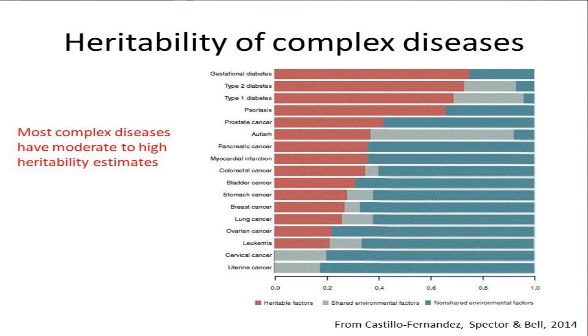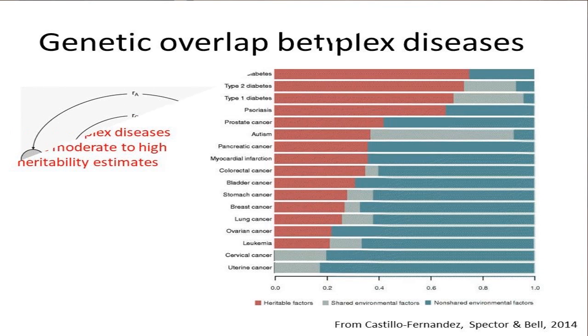So for complex diseases, there's a range of heritabilities. Most of the traits have either moderate to very high levels of heritability, ranging from perhaps 20% or so for certain cancers to 70 or 80%. So I'm a psychiatrist, and schizophrenia and autism have heritabilities of 80 to 90% estimated.